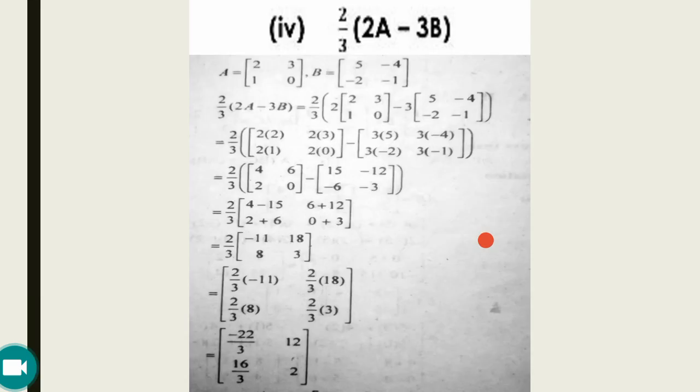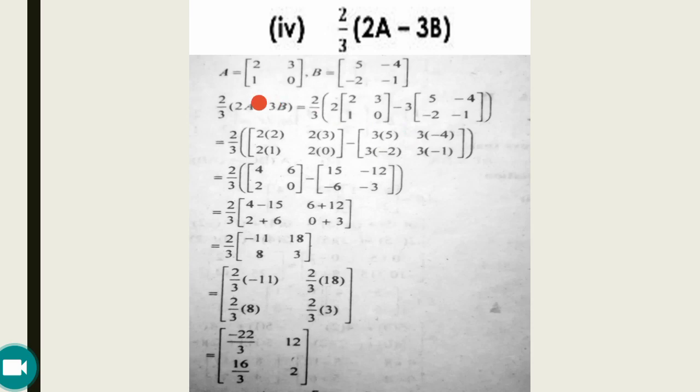Last day we solved question number 4 part 1 to 3. Today we are going to solve part 4 of question 4. It is quite simple, just like previous questions. We have to put the values of a and b and then solve further.